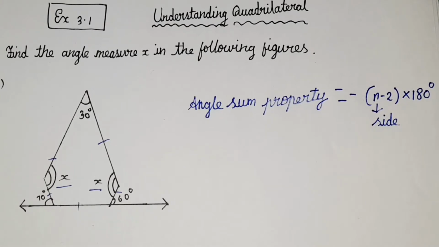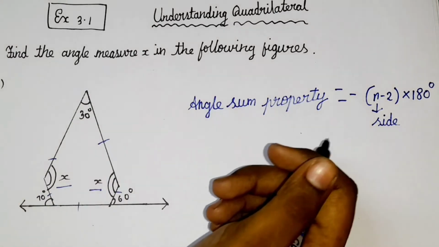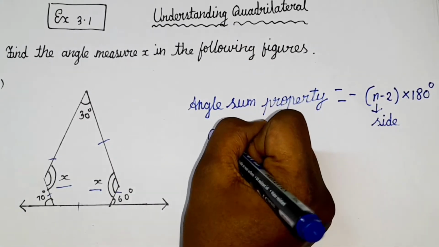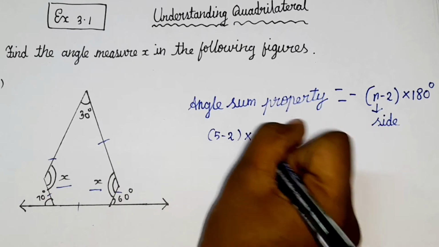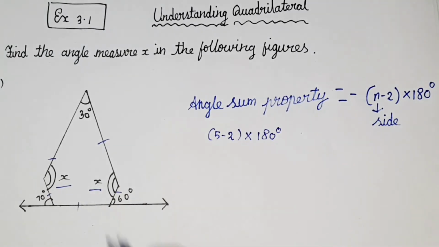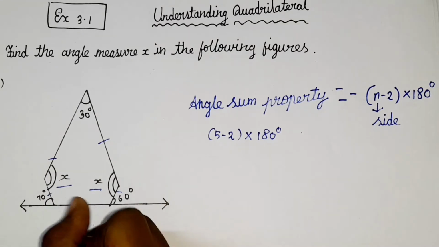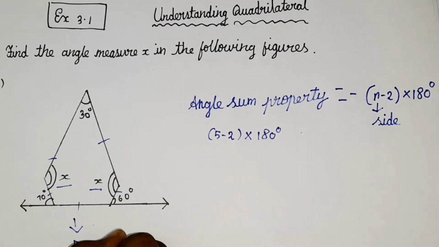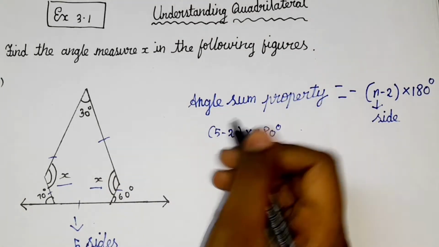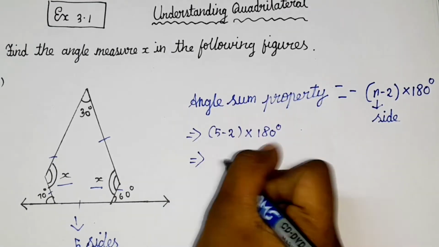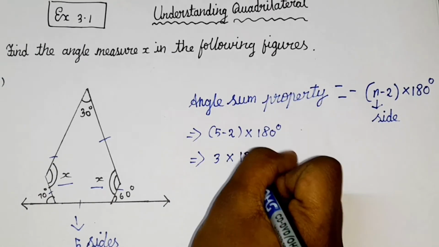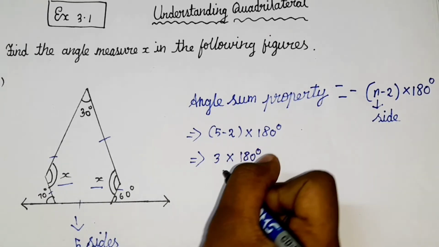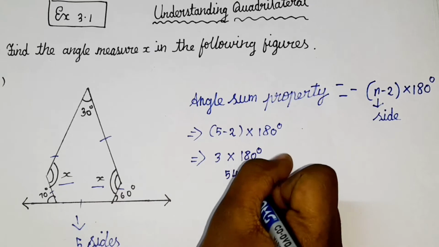Now what we have to do is use this property to solve this. So that is (5 minus 2) into 180 degrees. Why 5 minus 2? Because there are 5 sides. So 5 minus 2 is 3. So 3 into 180 degrees is 540 degrees.